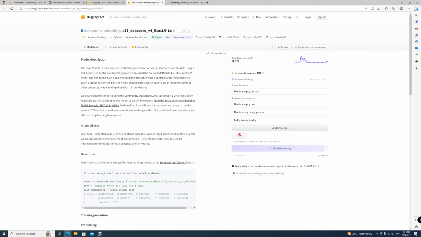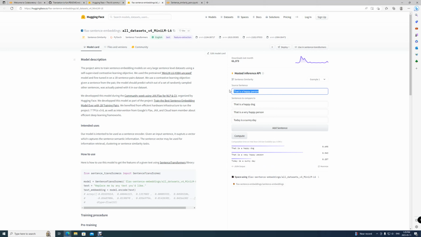And after running compute, our model will run the similarity comparison between them. And after finishing, will give us this. "That is a happy dog" compared to "that is a happy person" has a similarity score of 0.695, or in percentage 69.5% similarity. "That is a very happy person" however scores a much higher one, 0.943. This means that this one is 94%, so very similar to our original source sentence.